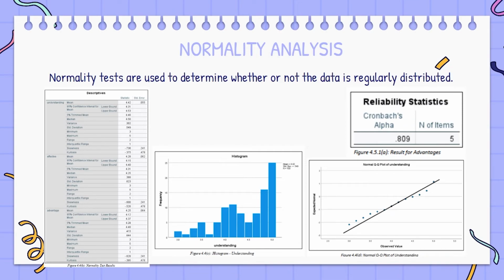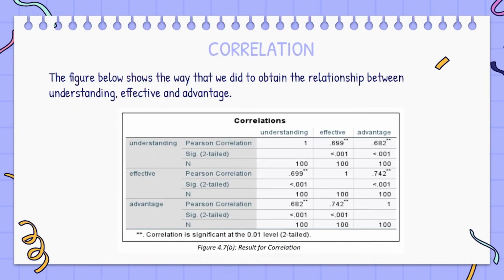Normality analysis. Normality tests are used to determine whether or not the data is normally distributed. These figures represent the normality analysis. And as you see, figure 4.5.1 represents our result of reliability. Correlation. The figure below shows how we obtained the relationship between the understanding, effective, and advantage. This is our result of correlations.